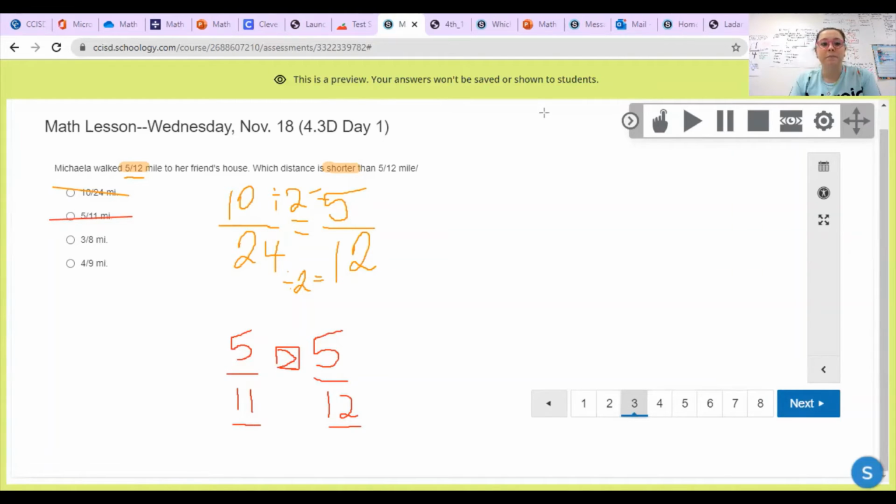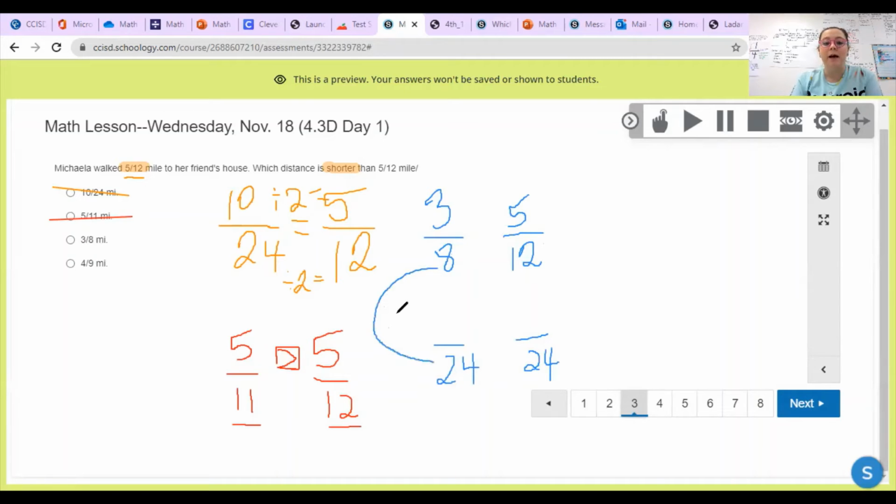Let's look at the next one. So we have 3/8 compared to 5/12. Well, if we think about a multiple that both of these can fit into equally, we know that both 8 and 12 fit equally into 24. So if I make 24 my denominator for both of them, I will find an equivalent fraction.